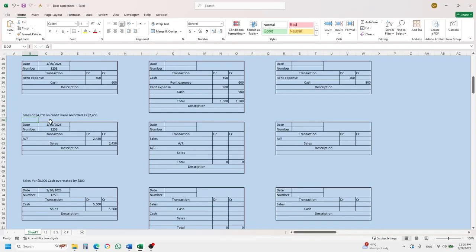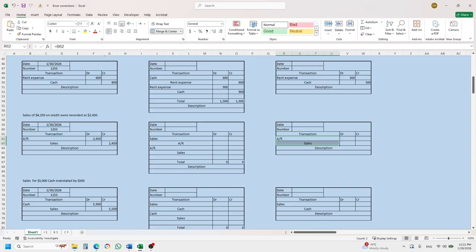As we now understand the principle of correcting errors, I post here what we're gonna write in the journal entry to correct it. We're gonna just post numbers, talk about the error, and see why it happened. So, sales of 4,250 on credit were recorded as 2,450. This is also an error of original entry. Why? The wrong amount was recorded.